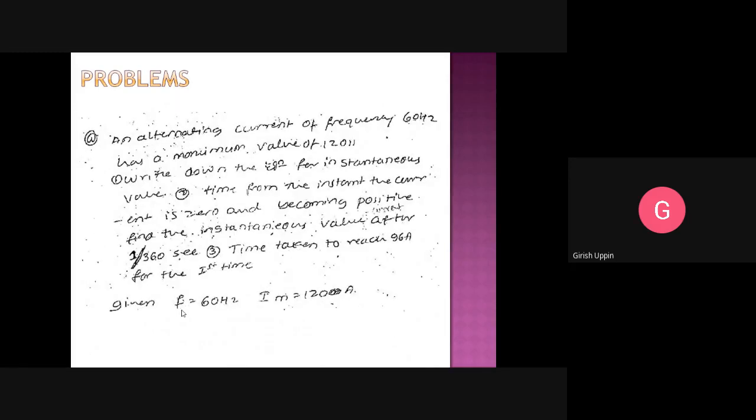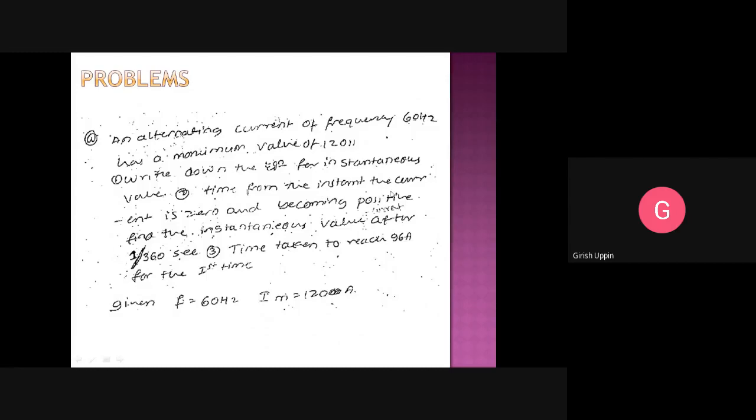So next problem, an alternating current of frequency 60 hertz has a maximum value of 120 amperes. This is 120 amperes. Write down the equation for the instantaneous value. Whenever they say equation, I is equal to Im sine omega t if it is a current, and omega t or theta, if frequency is given, you can use 2 pi f t. So that is the equation.